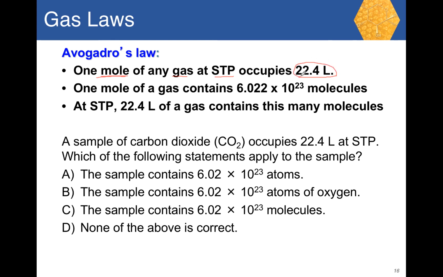Something you may want to remember. Take 1 mole of any gas, 1 mole of nitrogen, 1 mole of oxygen, 1 mole of hydrogen, neon, at STP. Keyword here is at STP occupies 22.4 liters. Another observation is 1 mole of a gas, any gas, contains 6.022 times 10 to the 23rd molecules. So again, 1 mole of nitrogen, 1 mole of hydrogen at STP contains 6.022 times 10 to the 23rd molecules.